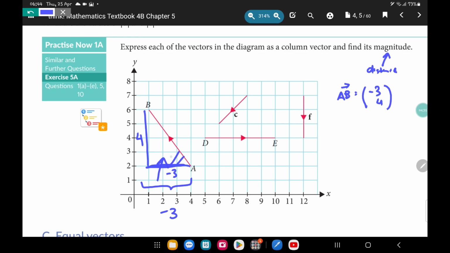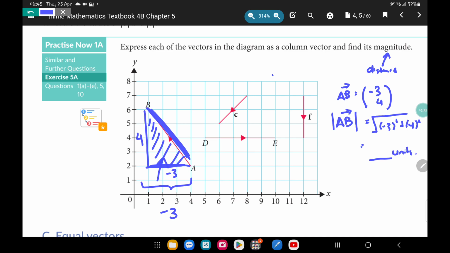Are you able to see that this is a right angle triangle? So for me to find the magnitude, meaning I want to find this length, all I simply do is to use Pythagoras theorem to find the length. How do we label magnitude? I will write AB with the arrow above and a modulus sign. The modulus sign tells me that I am finding the distance. So I will just do my Pythagoras theorem. Negative 3 bracket square plus 4 bracket square, square root. To get the answer, leave it in units.